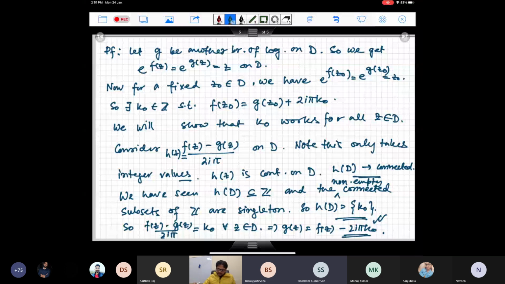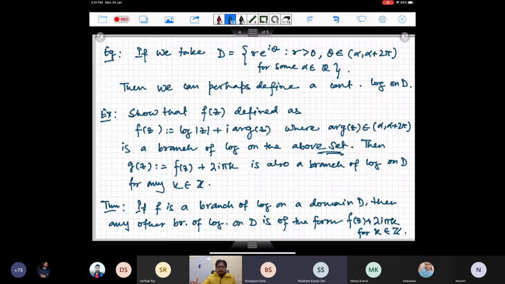So therefore, we see that any branch of logarithm, or one says it in this way, that any two branches of logarithm on a given particular set differ by an integer multiple of 2iπ. Okay, great. So all these are done.